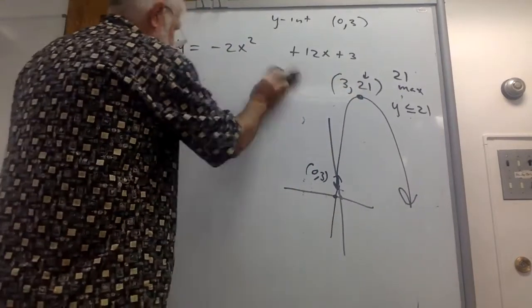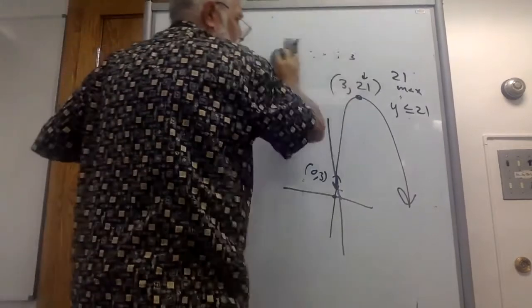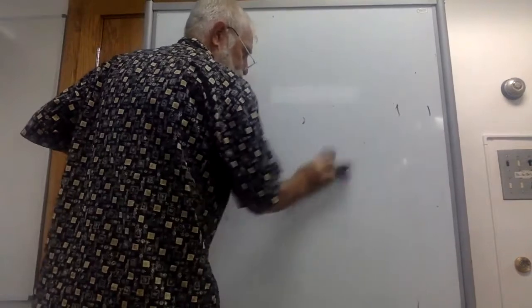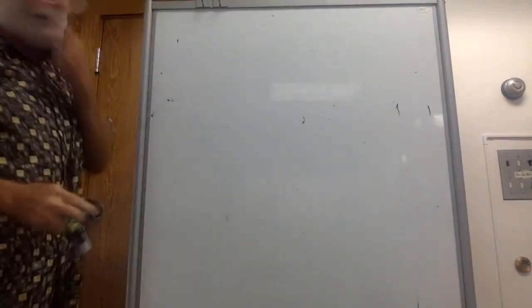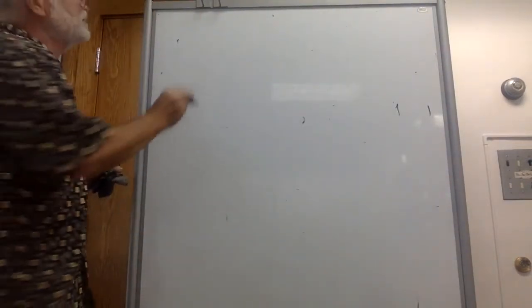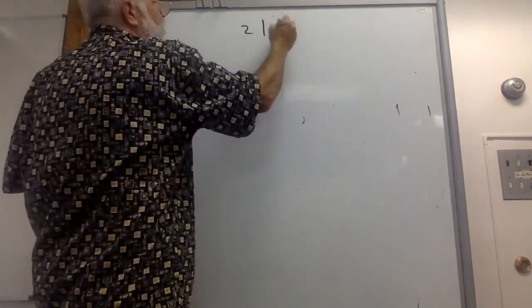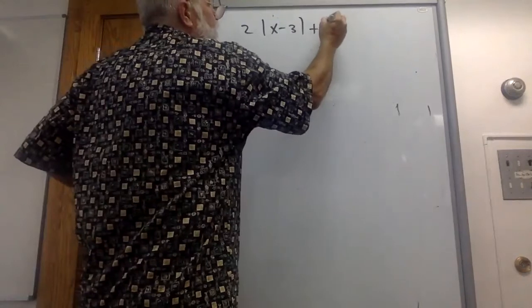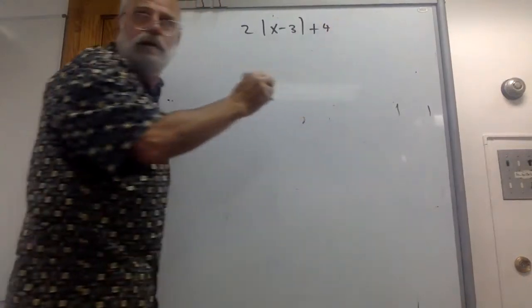All right, so let's see what we got left. Must be getting close to being done. Oh yeah, absolute value. I wish I had done one today. -2|x - 3| + 4 greater than 19, but we'll get it here now.